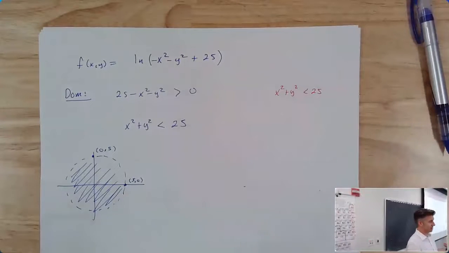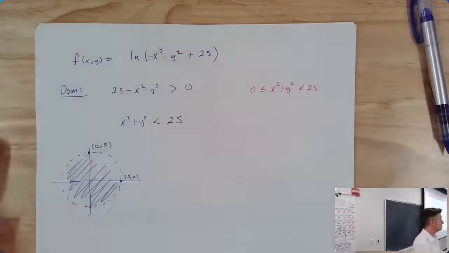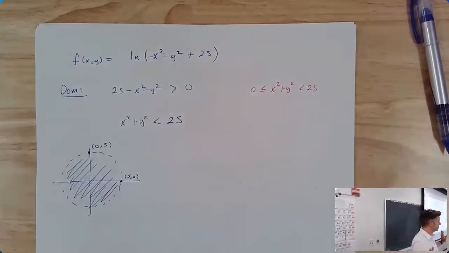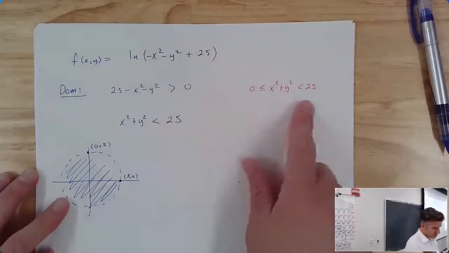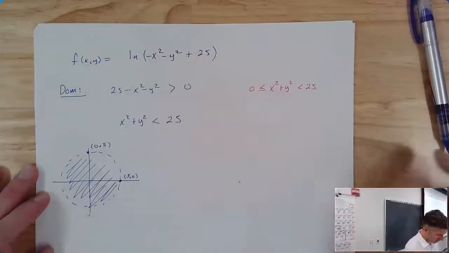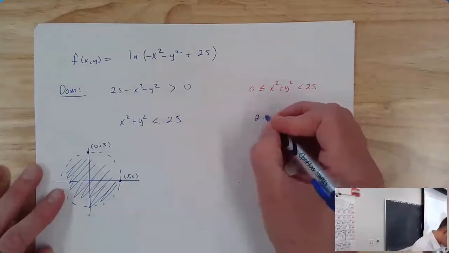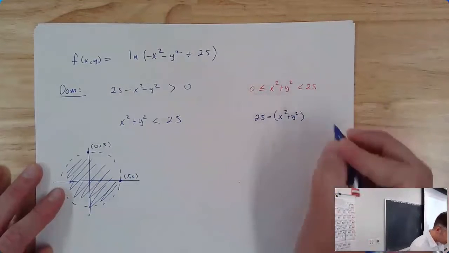There's also something else that's great that you get to say about x squared plus y squared. And that is that x squared plus y squared is greater than or equal to 0, no matter what. x squared is greater than or equal to 0, y squared is greater than or equal to 0, and the other greater than 0. So the idea here is you can use this to figure out what's going on. If x squared plus y squared is bigger than or equal to 0 and less than 25, then 25 minus x squared plus y squared.